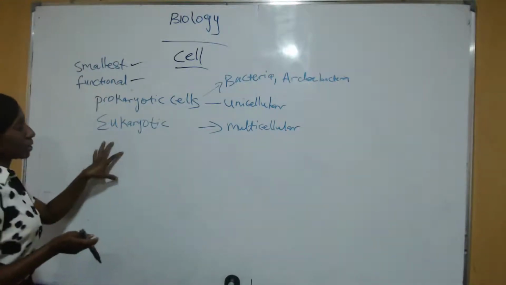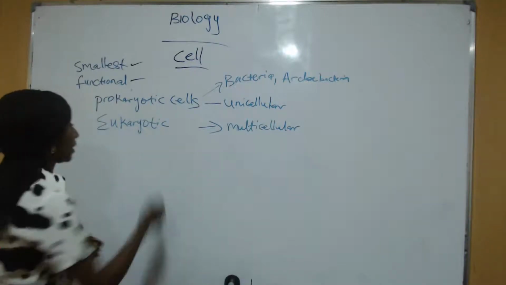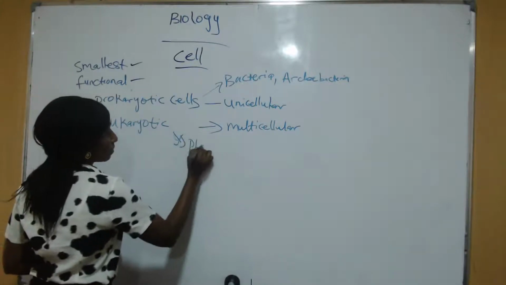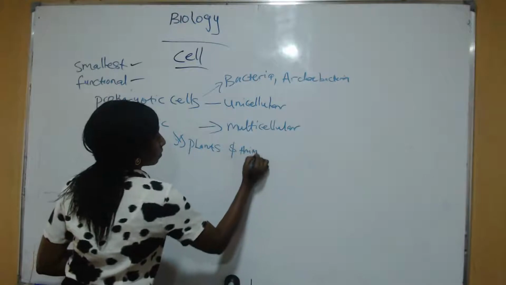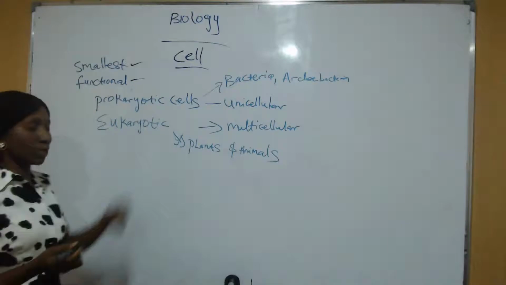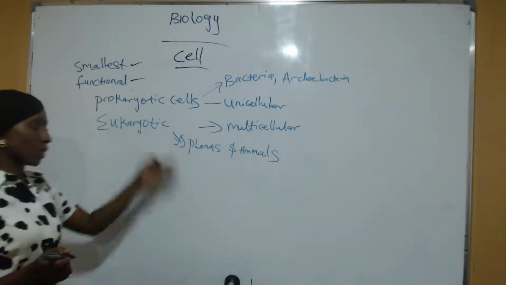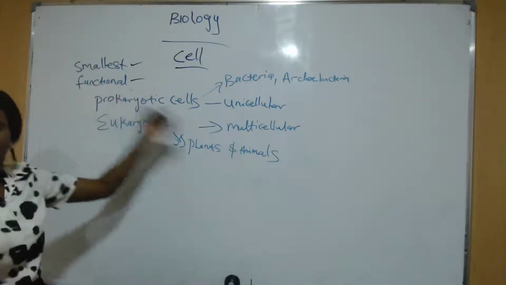While the eukaryotic cells are found in higher organisms like plants and animals. Plants and animals have more than one cell, more than one cell that work together to give them life, and work together to make them reproduce and excrete.